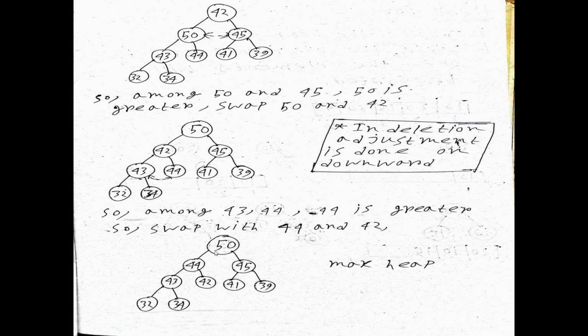So after swapping, the tree becomes this: 50, then 44, 45, 43, 42, 41, 39, 32, 34. Now check, is this a max heap or not? What is the process? We check, yes, 50 is greater than 44, 45, yes. 44 is greater than 43, 42, yes. 45 is greater than 41, 39, yes. Then 43 is also greater than 32, 34. And in the same way, 50 is the greatest or maximum element of all, so it is on the root. Yes, it is a max heap tree.